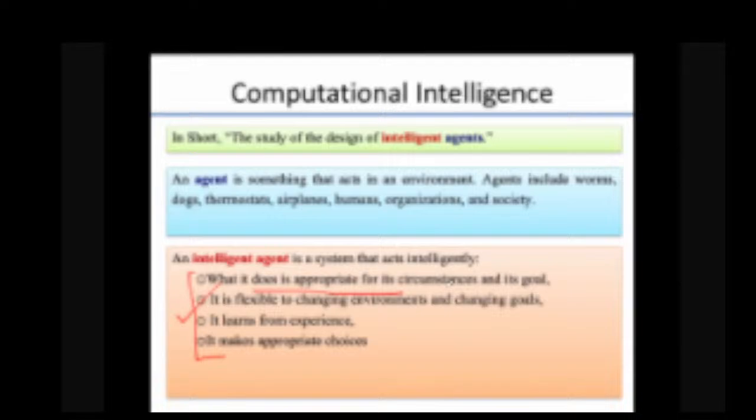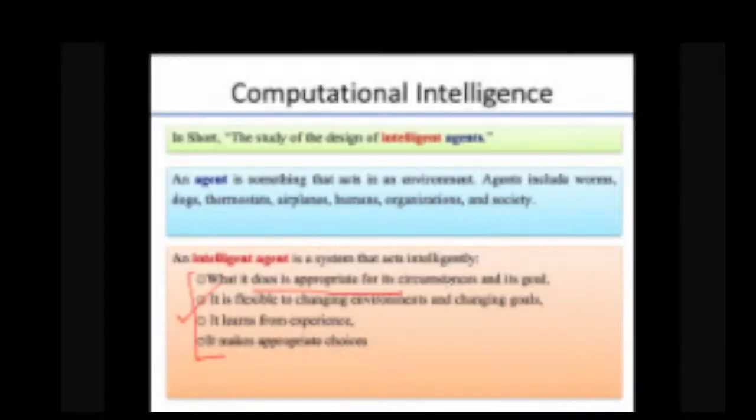Suppose two lectures are going on. If you are in the computer science or soft computing area of research, then you will want to attend this workshop, even if in the adjoining room a chemistry workshop is going on. You will not attend that workshop, you will attend this one, because you know the chemistry workshop is not going to help me, this workshop is going to help me, and that's why I should attend it.